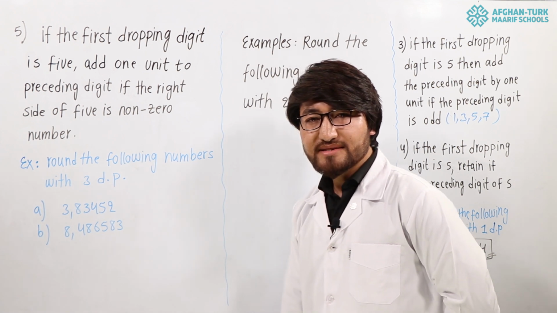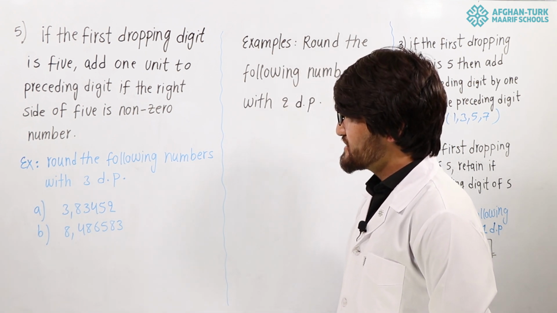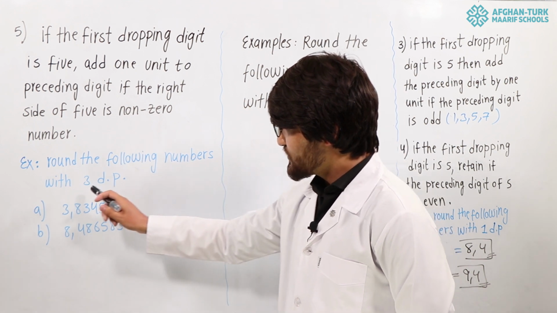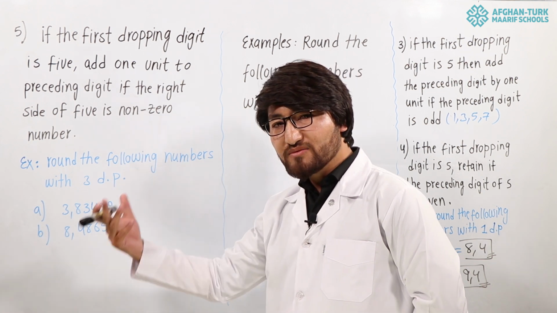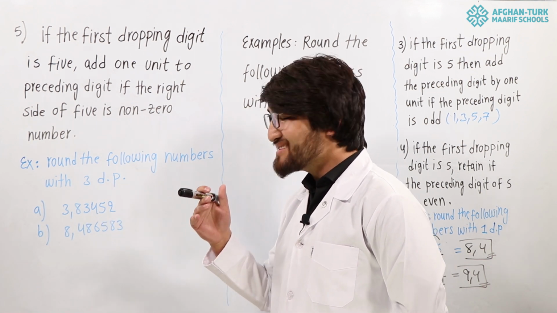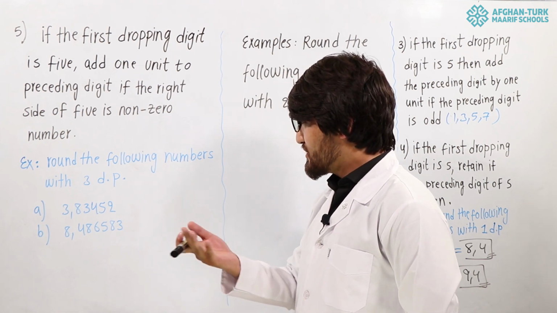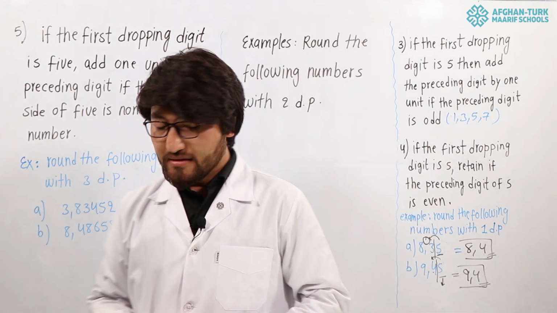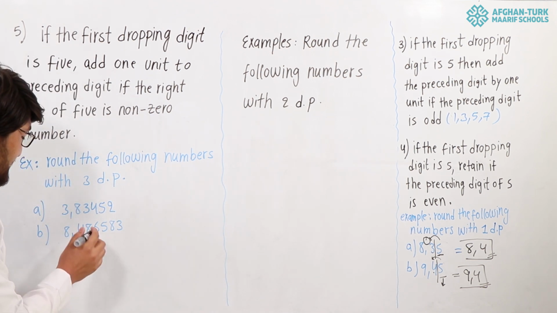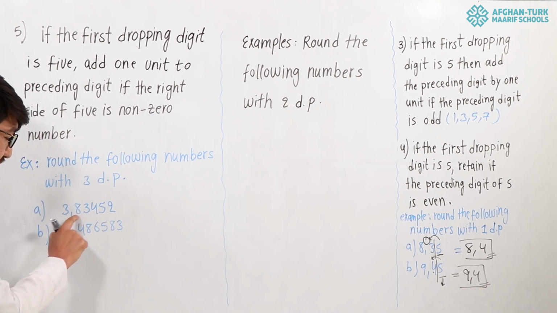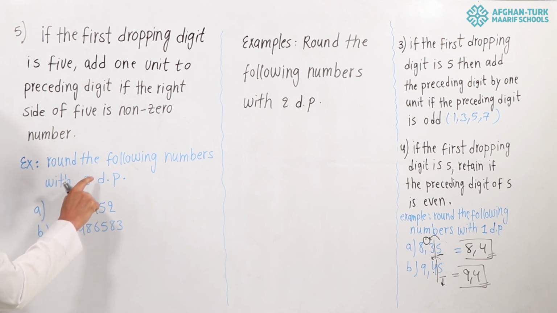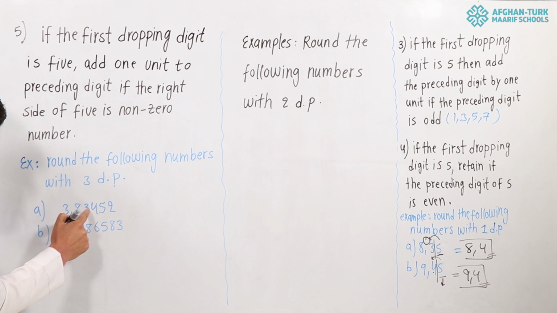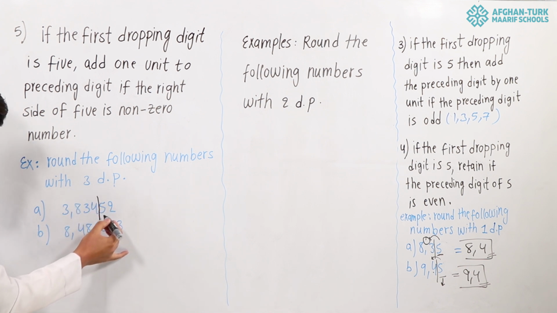Okay, look at the example. You will learn better. Round the following numbers to 3 decimal places. It means when you round the number, you should remain 3 decimal places, then remove the others. Okay, let's look at the examples. These are decimal numbers. These decimal numbers have 5 decimal places. The question says to remain 3 decimal places: 1, 2, 3. And then remove the others.